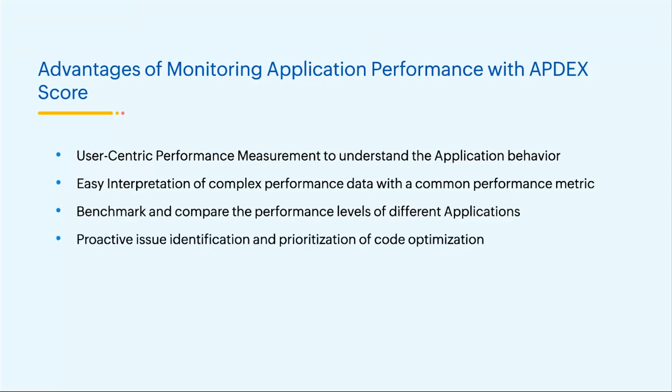The fourth would be proactive issue detection. APDEX helps identify critical transactions with low scores, which can signal areas that need immediate optimization. So when performance dips below the acceptable levels, it flags the problematic transactions so that alerts can be triggered automatically.